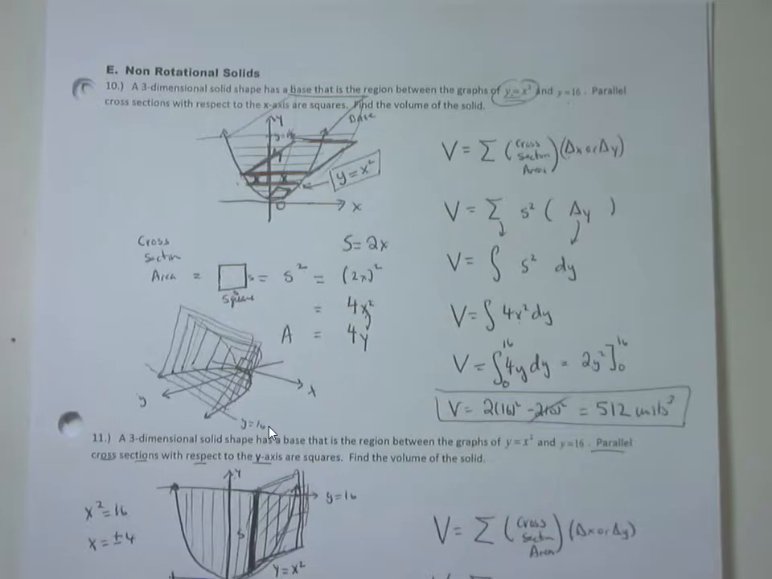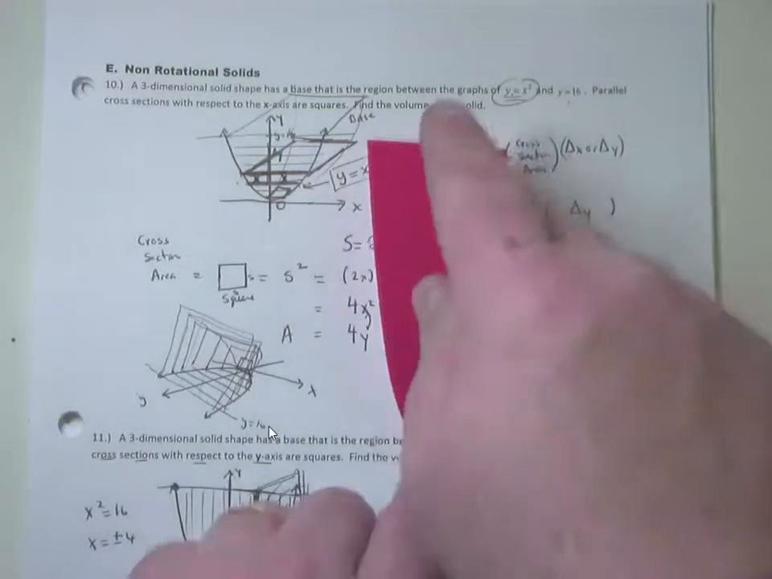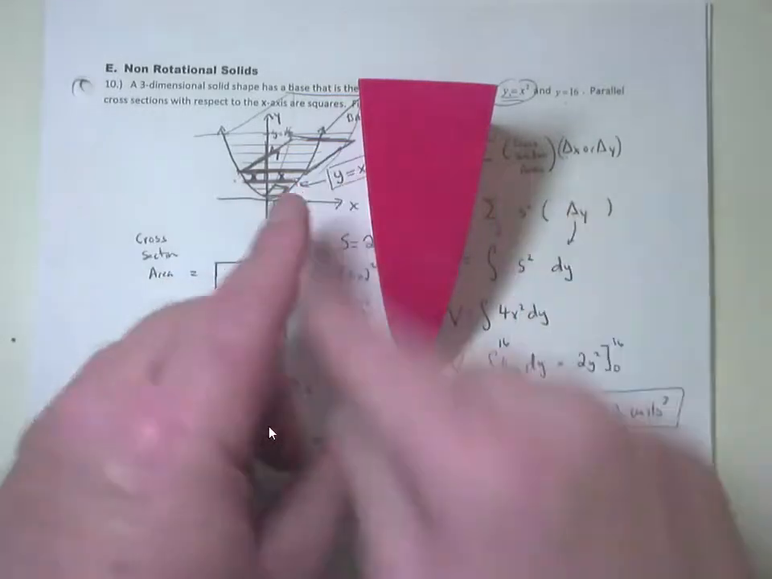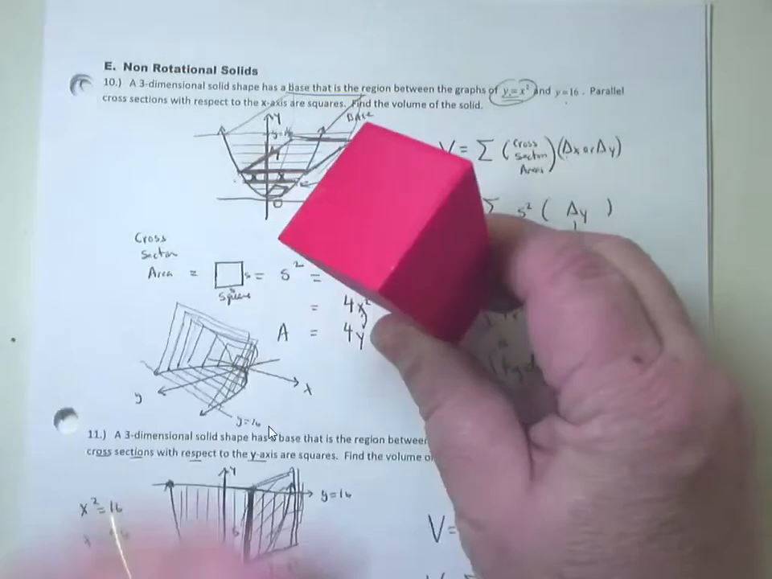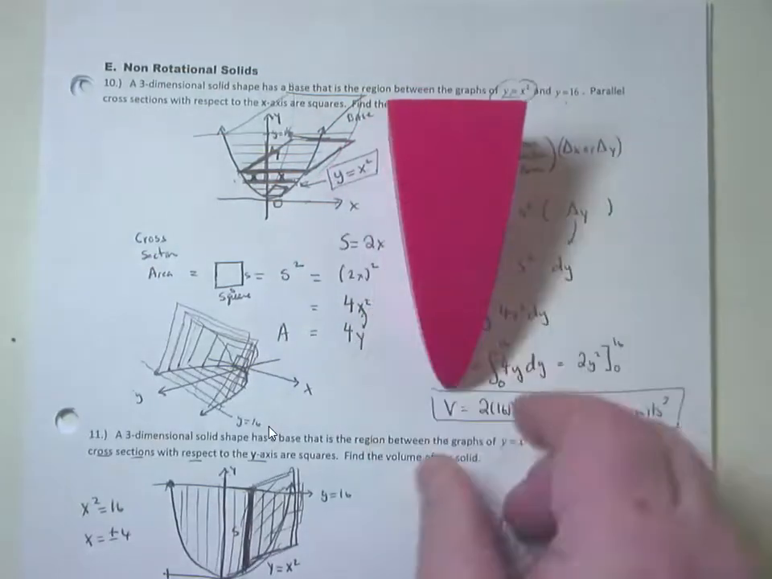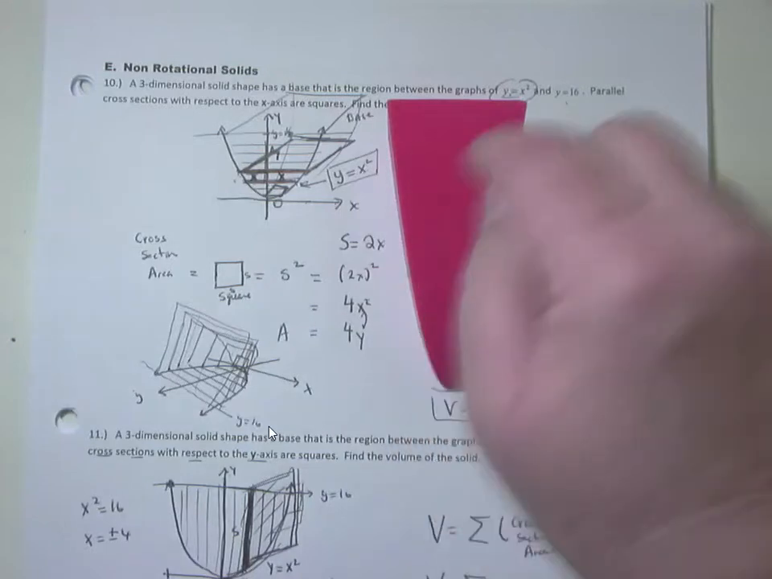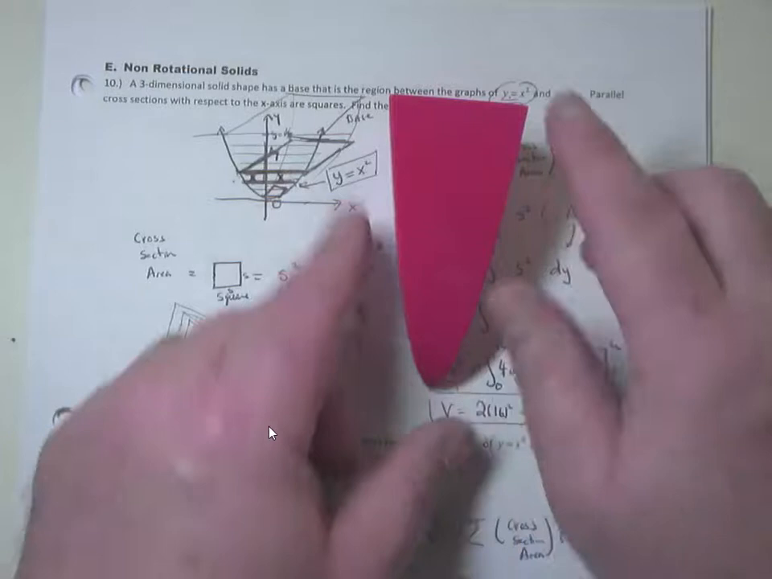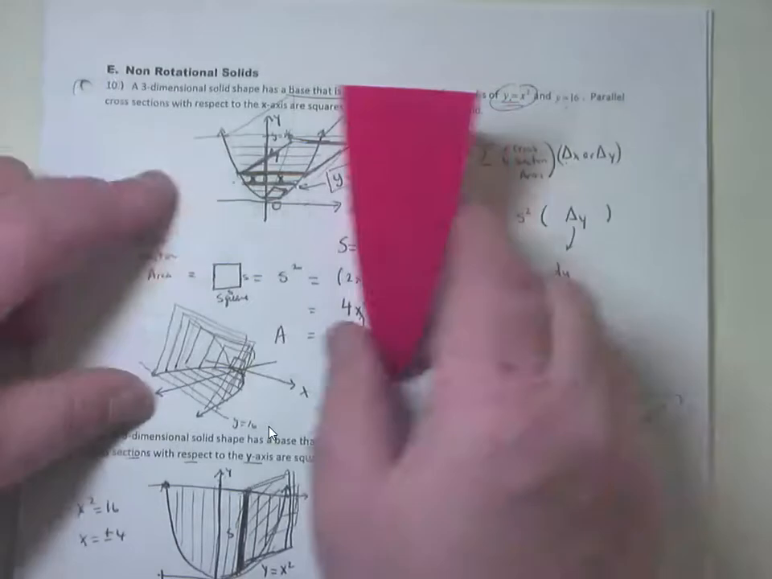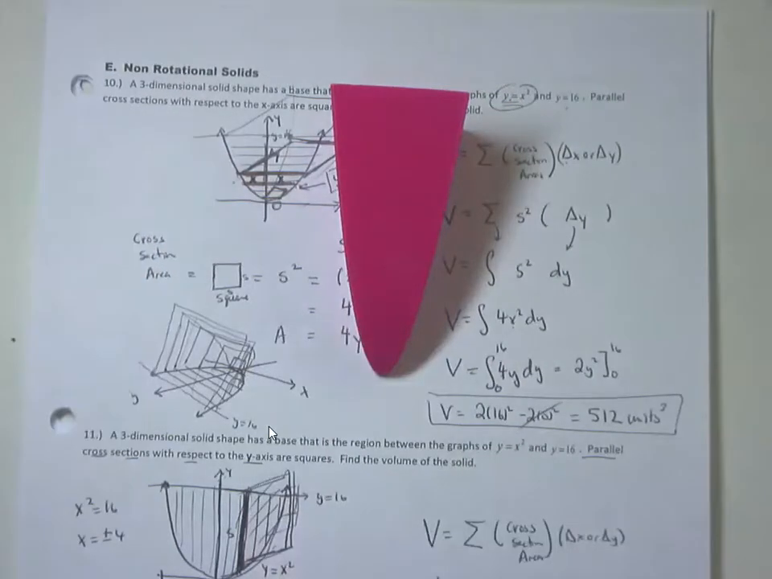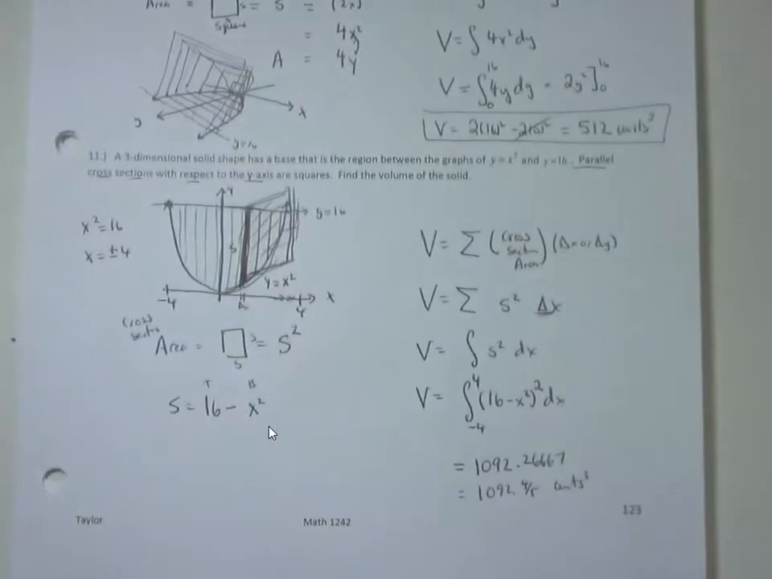So today I brought a little manipulative just to give you a feel for this. If you look at this straight on, it is a parabola. Here's y equals x squared, here's y equals 16. But if you look at it from 3D, the cross sections are squares. This is what you're finding, basically a little bitty square. It's like poker chips being stacked up, but they're very, very thin, so you get this nice smooth shape, and you found the volume of this particular object to be 512 units cubed.